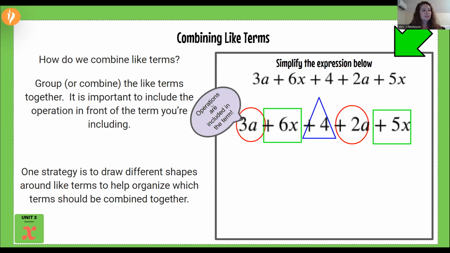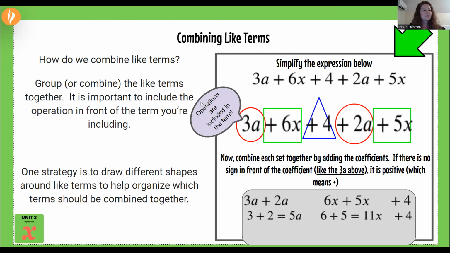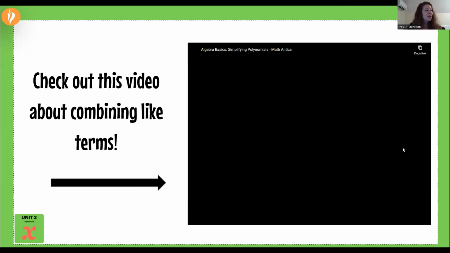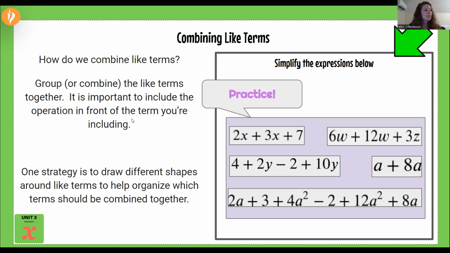Yep, and they're showing the different ways to symbolize those like terms. So 3a and 2a is 5a, 6x and 5x is 11x, and positive 4 is part of the answer. So the final answer is what we had written already. All right, like I said, Mr. at Math Antics is talking about like terms. Great video. You need to come back and watch this on the slide deck, please.